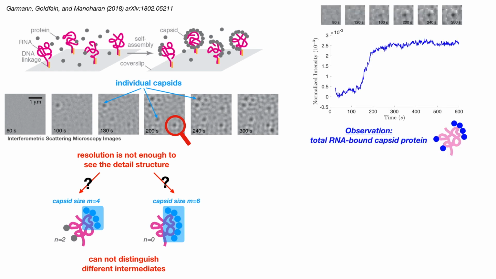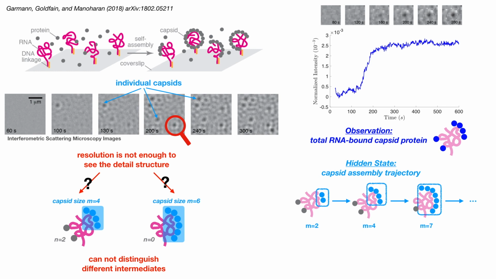As a result, the experimental observation is the total amount of the capsid protein bound to the RNA, and the assembly trajectories are hidden underneath the noisy data. Now the challenge is, can we use computational models to infer the information about structures that we cannot get directly from these experiments? The answer is yes, using a technique called hidden Markov modeling.